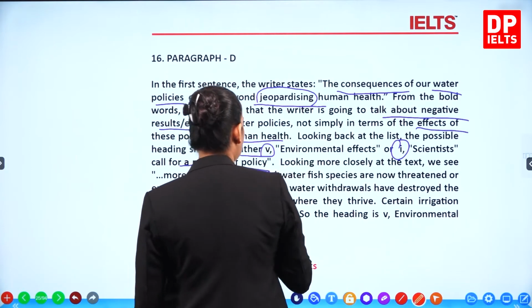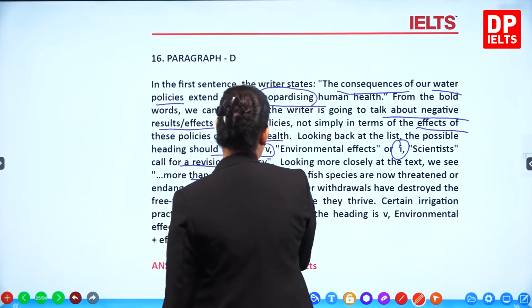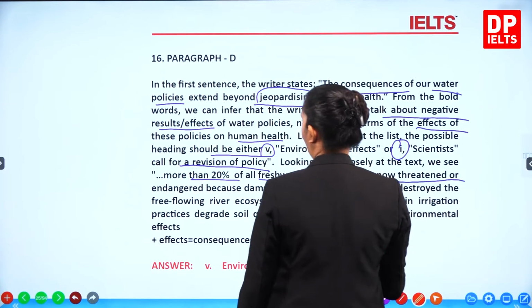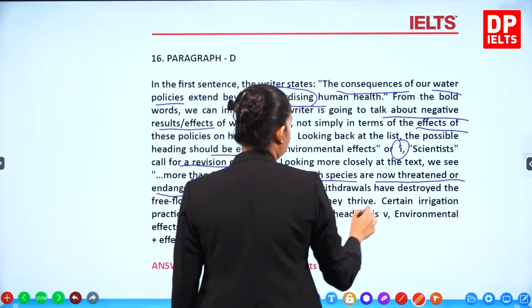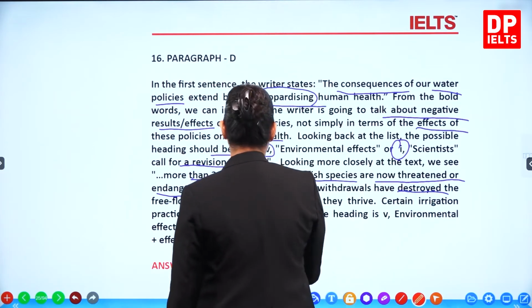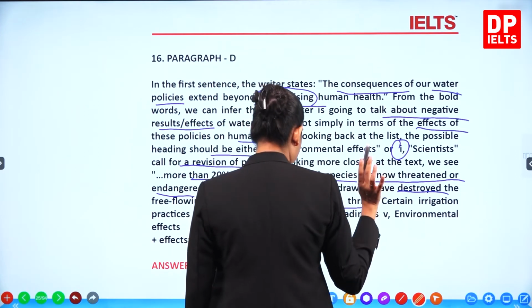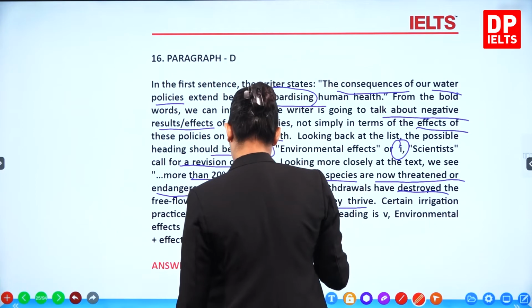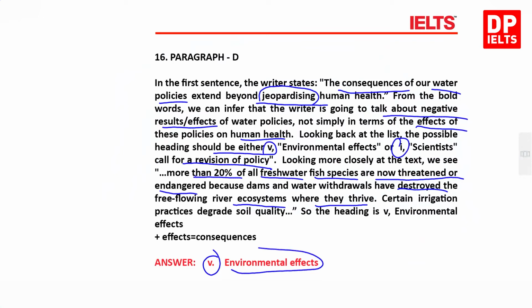Now, looking more closely at the text, we can see they talk about more and say that 20% of all fresh water fish species are now threatened or endangered, because dams and water withdrawals have destroyed the free-flowing river ecosystem where they thrive. So certainly it is what? Something to do with the environmental effects, right? So therefore, I would say it's number 5, environmental effects. It's not talking about a revision of a policy.